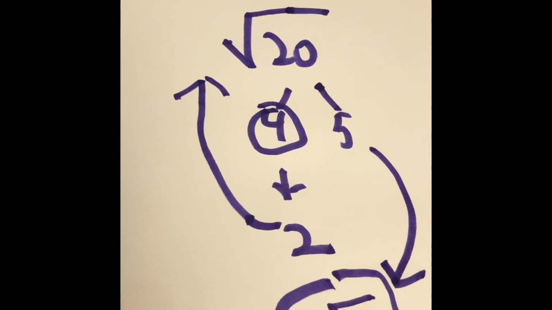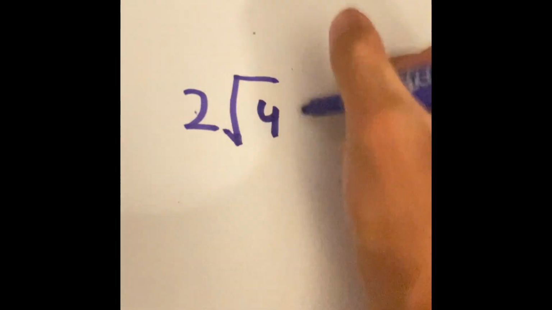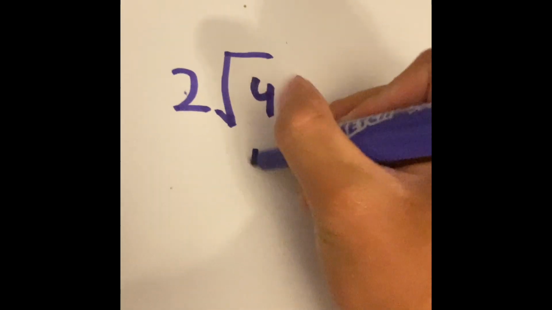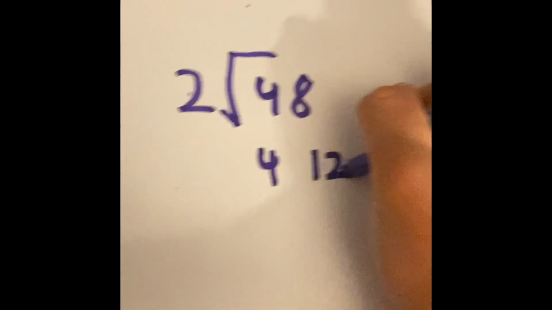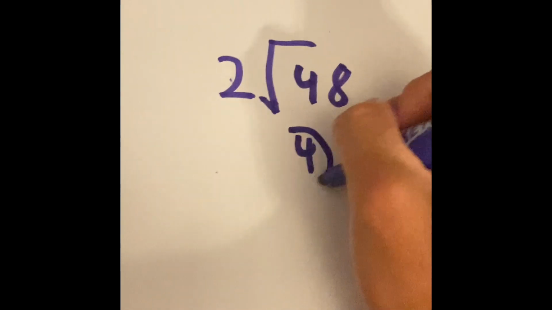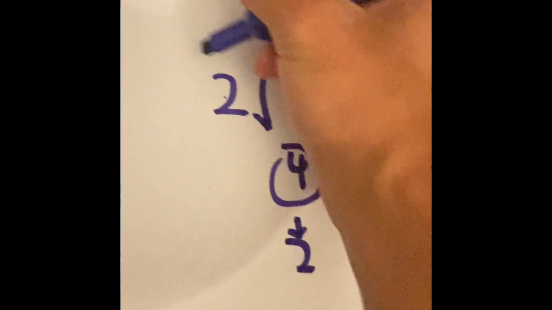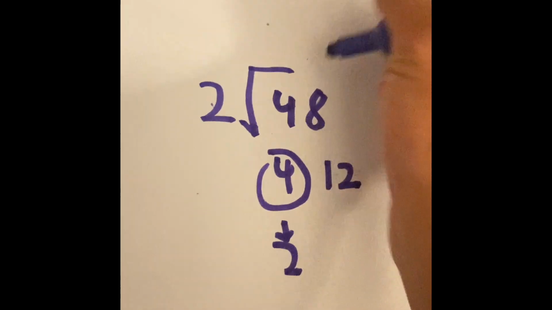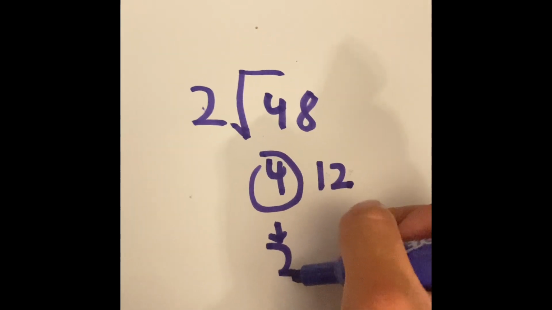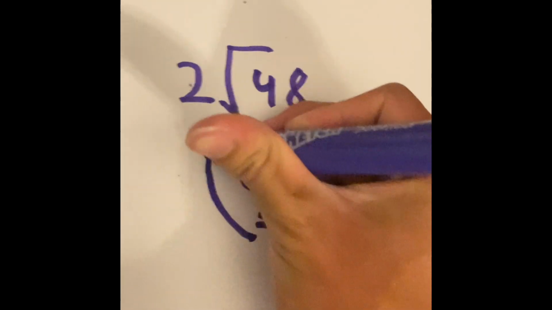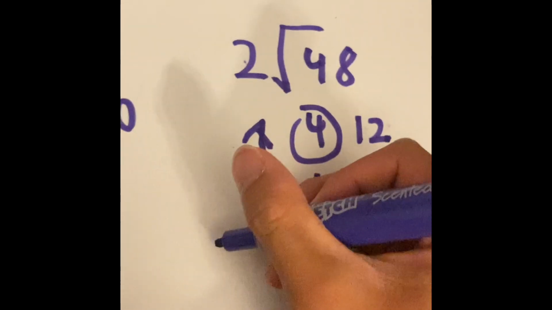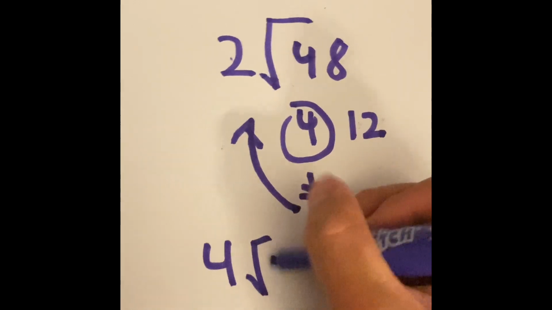Let's try that with another example. Let's do 2 times the square root of 48. Well, 4 and 12 are good pairs to start out with. Since 4 is a perfect square, we transform it to 2. But we still have another number in front of the square root, and we still have that 2 that we transformed, so we multiply them into a new number: 4 times the square root of 12.